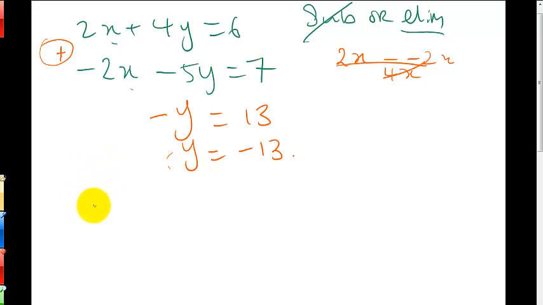Now, how do I find my x, Jesse? Sub y into... yeah, that's it. So you're doing substitution, can you see that? Here we go, this is how it would look. Which one would you sub it into, the first one or second one? Yep, because positive 2x, yeah? Yeah. 4 times negative 13. Yeah.